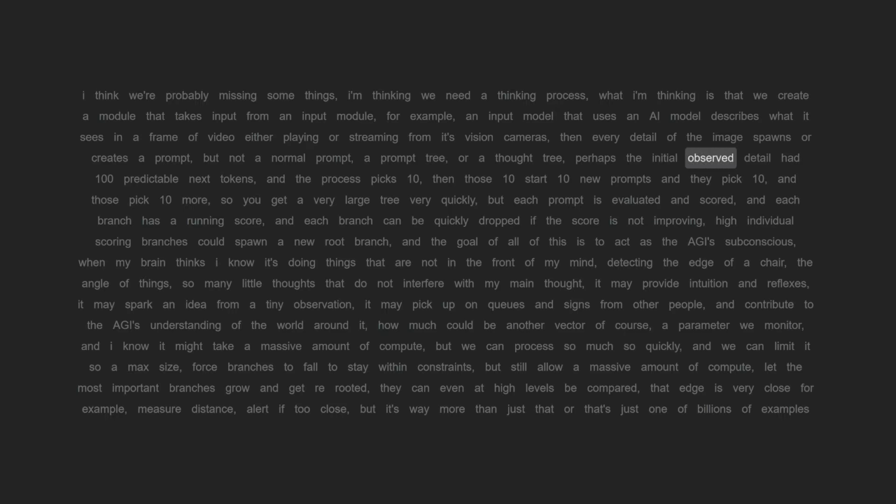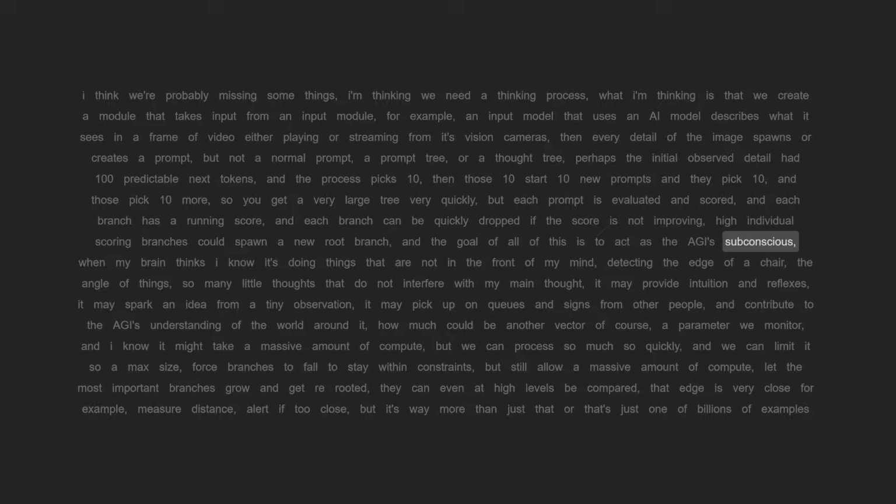Perhaps the initial observed detail had 100 predictable next tokens, and the process picks 10, then those 10 start 10 new prompts and they pick 10, and those pick 10 more, so you get a very large tree very quickly. But each prompt is evaluated and scored, and each branch has a running score, and each branch can be quickly dropped if the score is not improving. High individual scoring branches could spawn a new root branch, and the goal of all of this is to act as the AGI's subconscious.